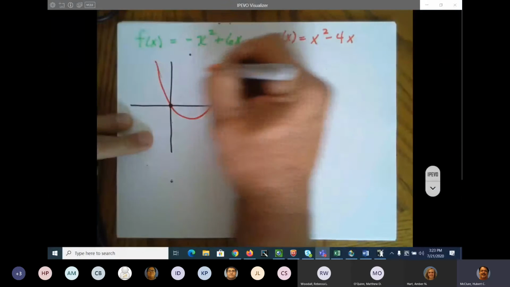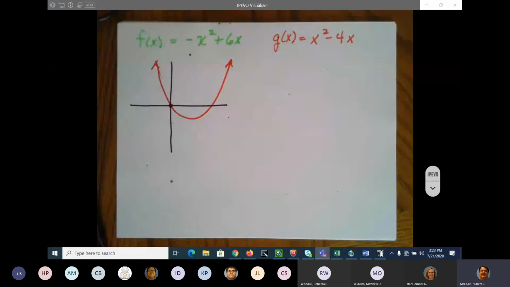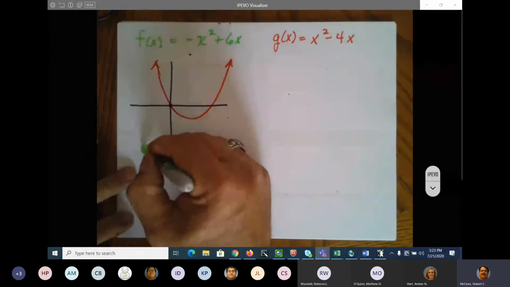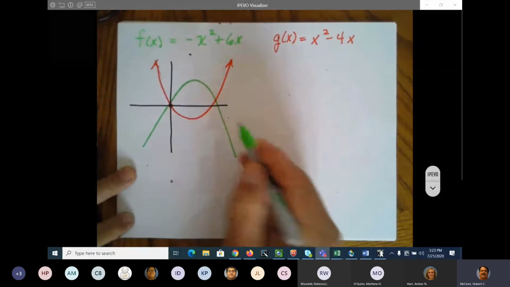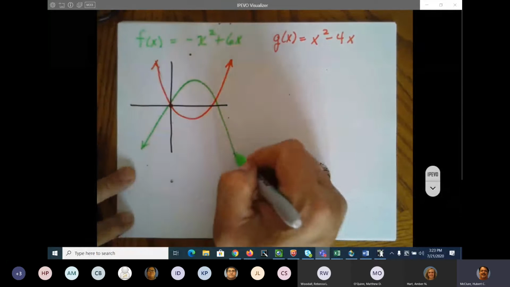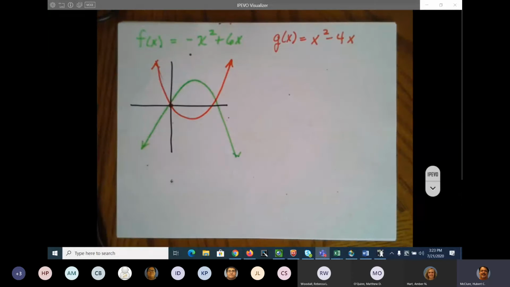And I'm exaggerating a little bit on the wideness so you can see the area. And the green is going to be looking like this. And of course, I don't know where they intersect. I know at 0 they do intersect. And let's set them equal to each other. We're trying to find this area right here.